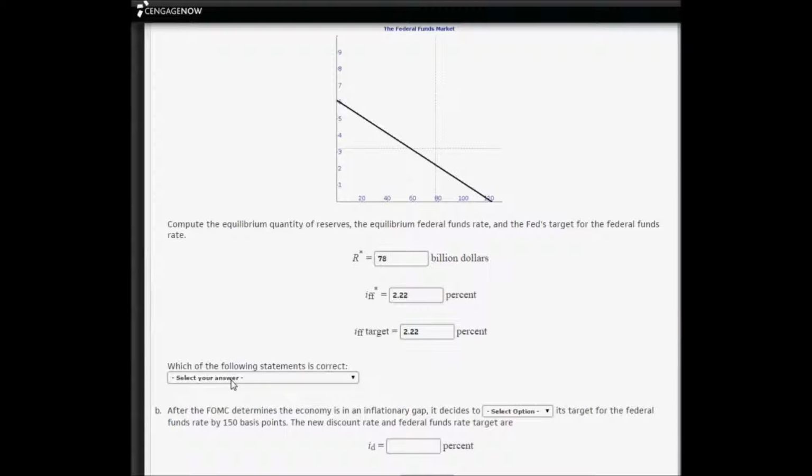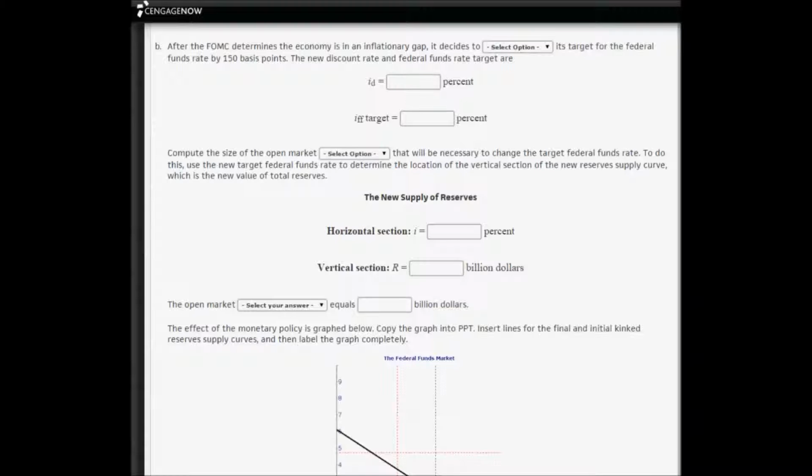Which of the following statements is correct? The equilibrium federal funds rate equals the target, yes. The federal funds market is in normal mode, yes. So the federal funds market is not in emergency mode, nor is it in crisis mode. So A and B.